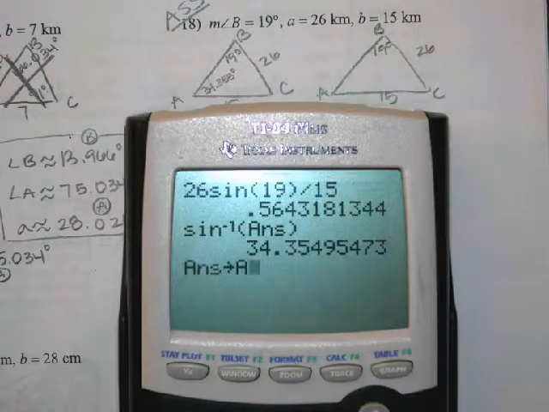So if you did not clear your calculator, this is going to overwrite the A you used for the last problem. So it's okay. You don't have to clear your calculator between every problem. It automatically is overwriting it.